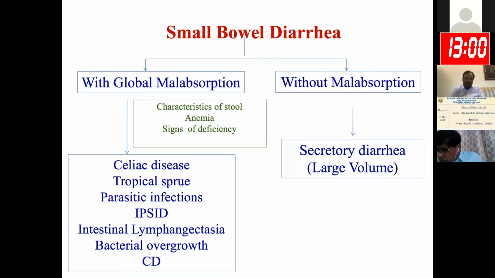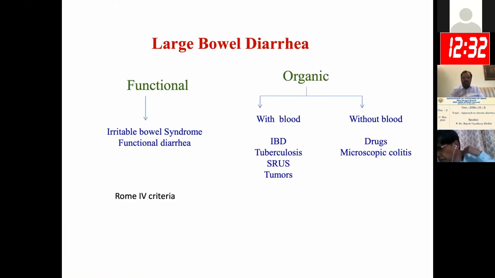So within the small bowel diarrhea now, there can be those with malabsorption or those without malabsorption. And malabsorption can be clinically defined by the characteristics of the stool with signs of vitamin deficiency and signs of anemia. And the common causes are shown here, which is celiac disease, tropical sprue, parasitic infections, and so on and so forth. Whereas without malabsorption, there is secretory type of diarrhea, which are large volume diarrheas without any evidence of malabsorption.